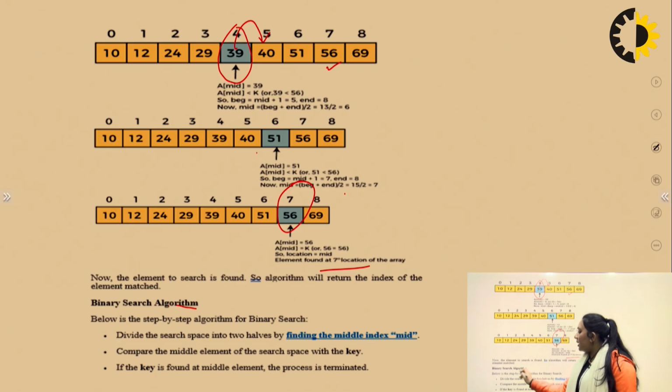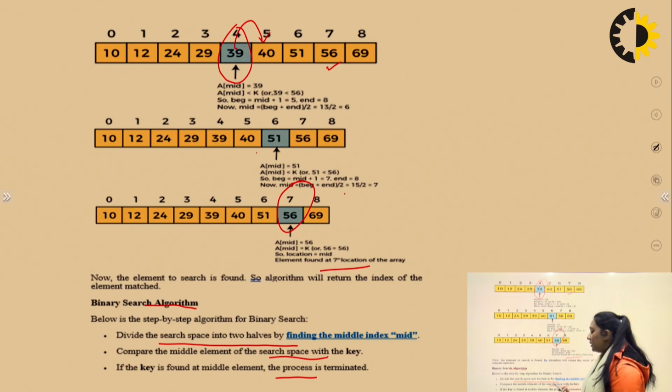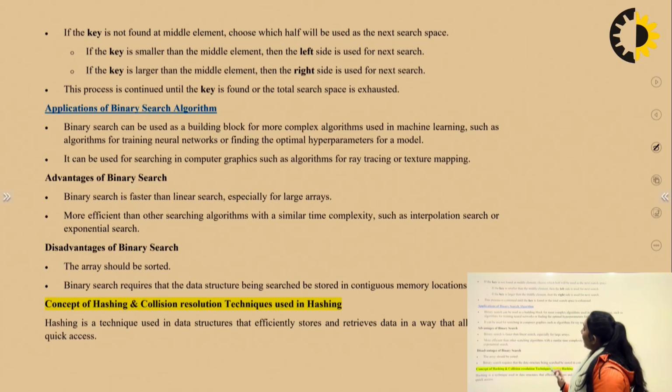Then there are a few points about this algorithm. It uses the divide and conquer approach, comparing the middle element and finding the element, and the process terminates after finding it. Next, we have the applications. It can be implemented as a building block of more complex algorithms, and it can also be used in computer graphics.